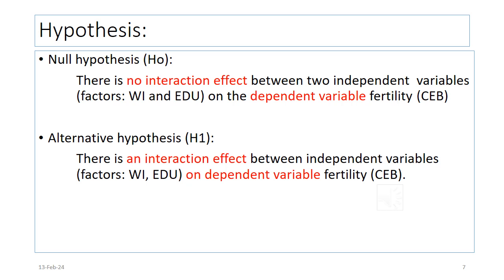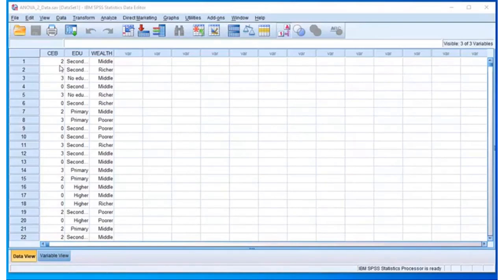Here is the hypothesis. The null hypothesis says that there is no interaction effect between the two independent variables, that is two factors, wealth index and education, on the dependent variable, which is children ever born here. The alternative hypothesis is that there is an interaction effect between the independent factors on the dependent variable, that is fertility, children ever born. This is the data set.